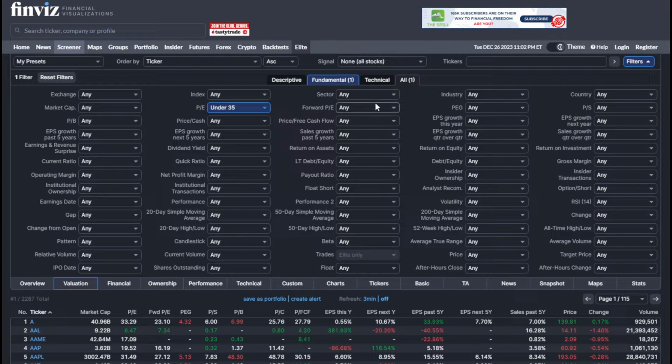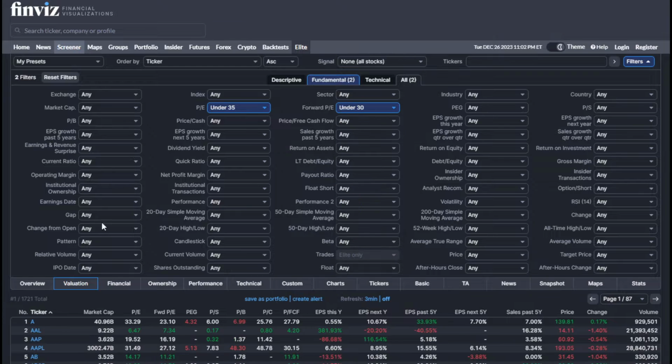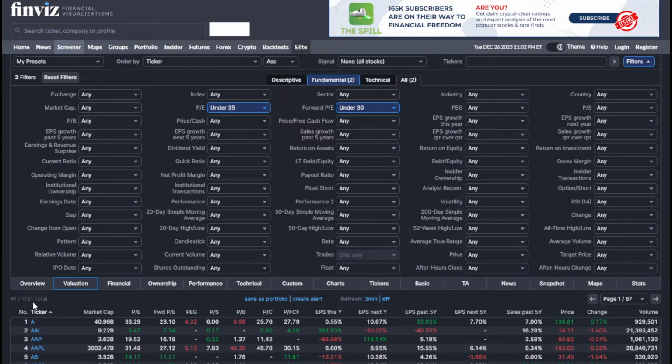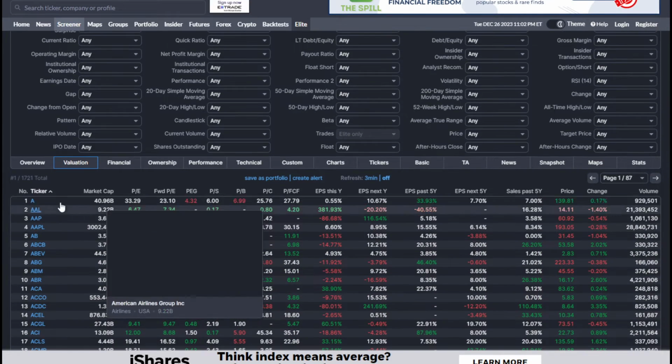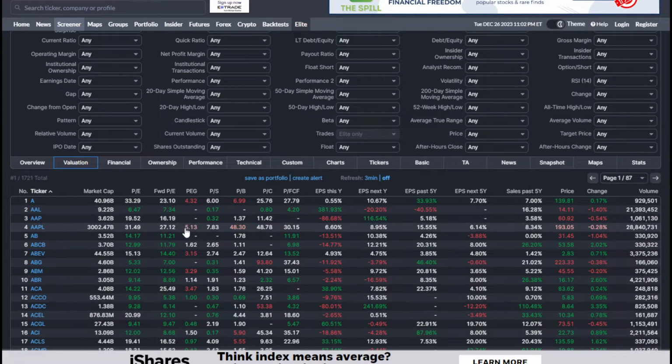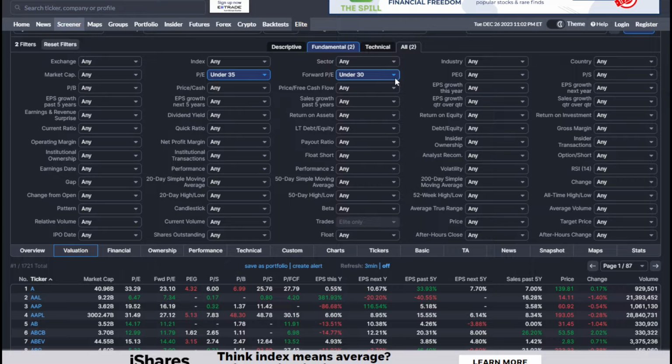So here's forward PE ratio. This again will be under 30, because under 25 will be too tight. So under 30. Now we're down to 1,721 different stocks. Okay. Apple's now number 4 on our list. We're going to look at the PEG, price to earnings growth. They've got a 5.13. See what our options are.